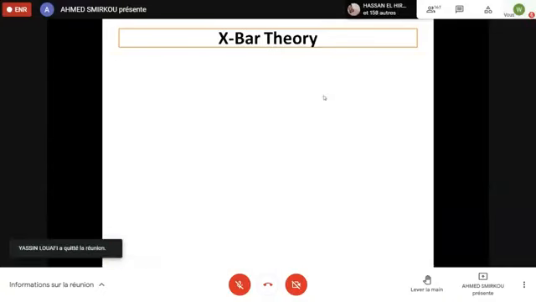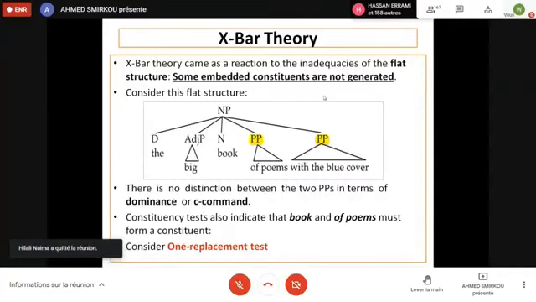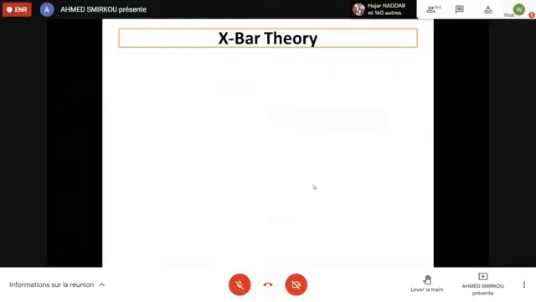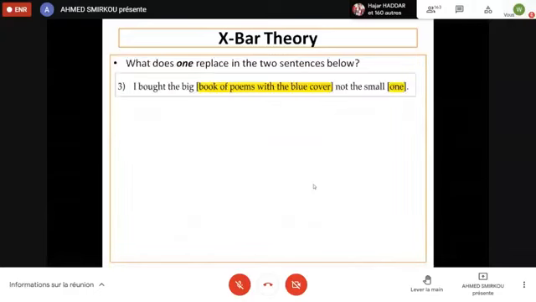Now, if we go back to the tree, we said one replaces only book of poems with the blue cover, which means book of poems with the blue cover is another constituent included in the NP. This means that book of poems with the blue cover must be branched from a single node, not from the NP, but from another node within the NP, as we will see. So this is the first point.